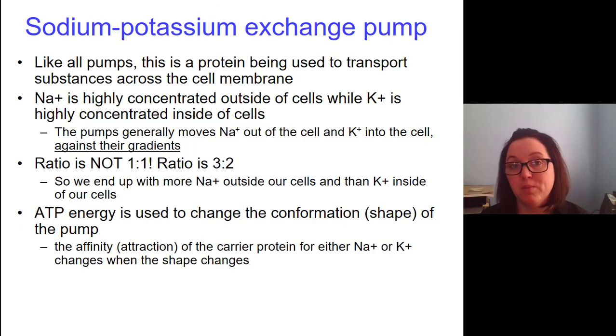Another very common type of pump in cells in the human body are the sodium-potassium exchange pumps. Almost all the cells in your body have sodium-potassium exchange pumps, and many, many of them. Like any other pump, it's made out of protein, and the protein is transporting substances across the cell membrane against the concentration gradient. Sodium-potassium exchange pump implies that we're moving two things here, sodium and potassium.